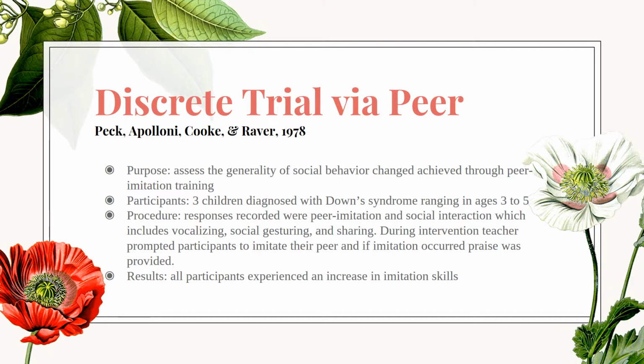They were looking at a couple things: peer imitation and social interaction. Social interaction included vocalizing, social gesturing, and sharing. During intervention, the teacher prompted participants to imitate the peer, and if imitation occurred, praise was provided. Again, all participants experienced an increase in imitation skills.